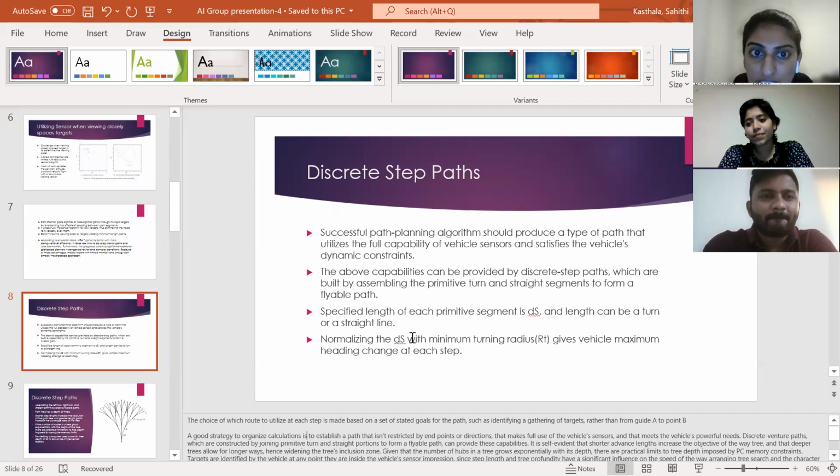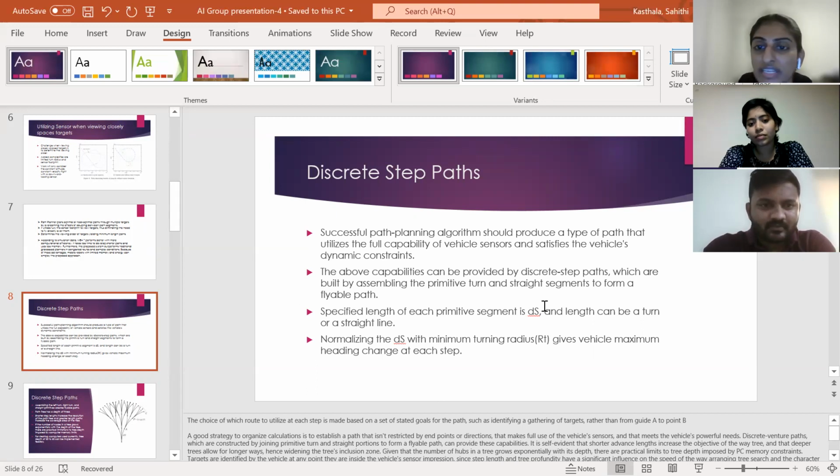Discrete step paths. The successful path planning algorithm should be such that the path that is defined utilizes the full capacity of the vehicle sensor, and also satisfies the vehicle dynamic constraints. The above capabilities, the vehicle sensors and the dynamic constraints, can be provided by discrete step paths, which are built by assembling primitive turn and straight segments to form a flyable path.